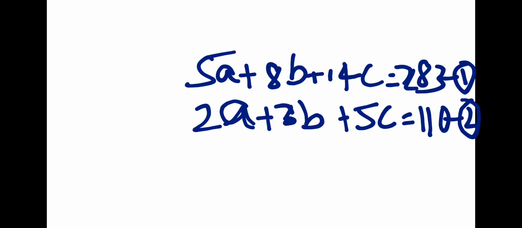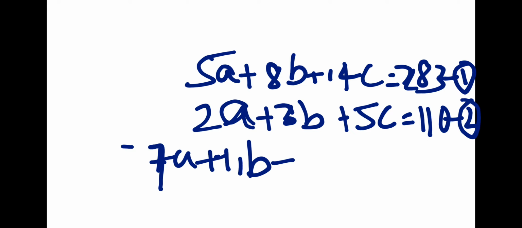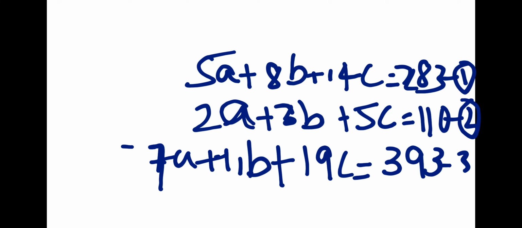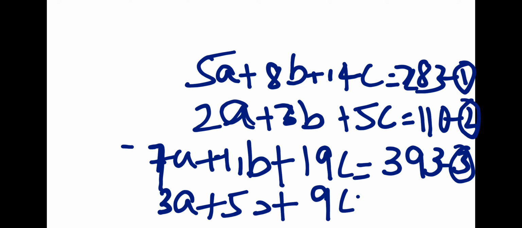If you add the 2 equations, you will get 7a plus 11b plus 19c is equal to 283 plus 110, which is 393. This is equation number 3. And if you subtract the second equation from the first, you will get 5 minus 2 is 3a plus 8 minus 3 is 5b plus 9c is equal to 173. This is equation number 4.